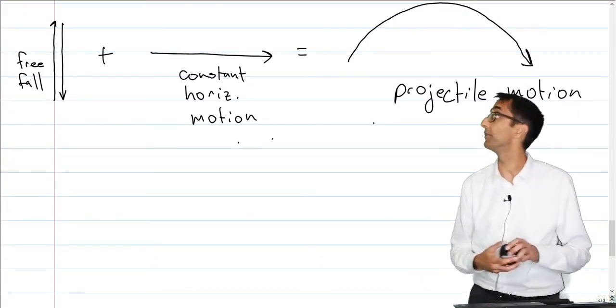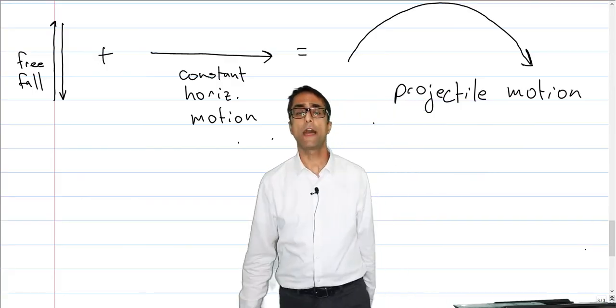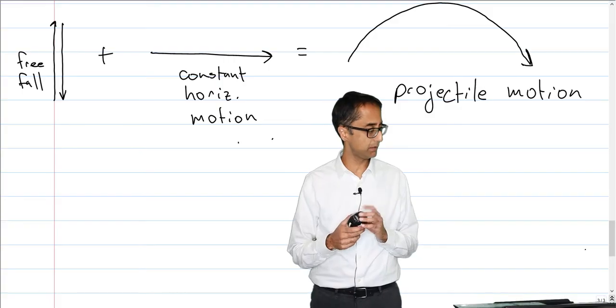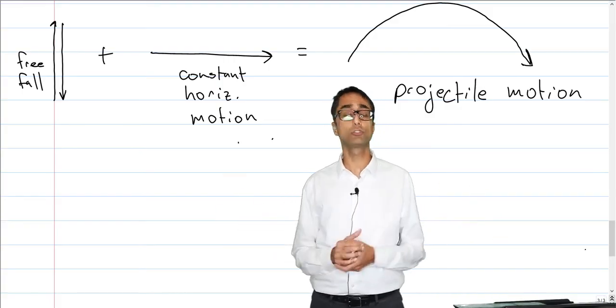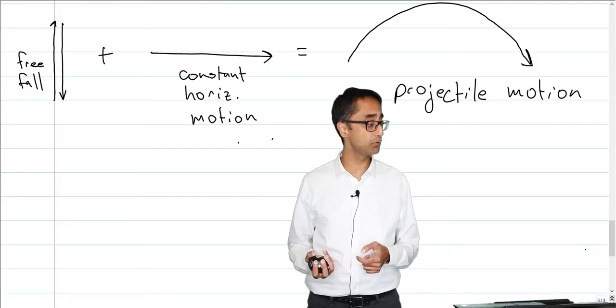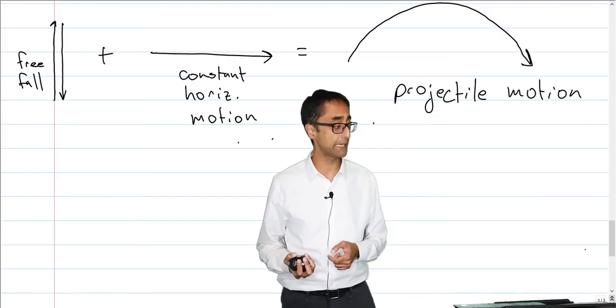All right, so we see it up there now. And what we ask ourselves is, can we reproduce that sort of motion? Can we do a little demonstration that shows us how free fall is combined with constant horizontal motion? Let's take a look.